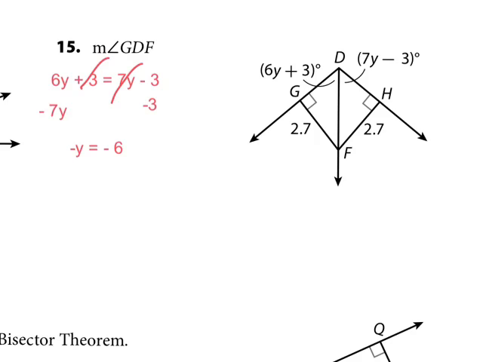leaving me with negative y equals negative 6. Now, since they're both negative, a negative will change the other side of a negative into a positive. And now we know y. Y is 6. Now I'm going to take that y equals 6 and I am going to plug it in where I need it, which is right here, so that I can find that angle.